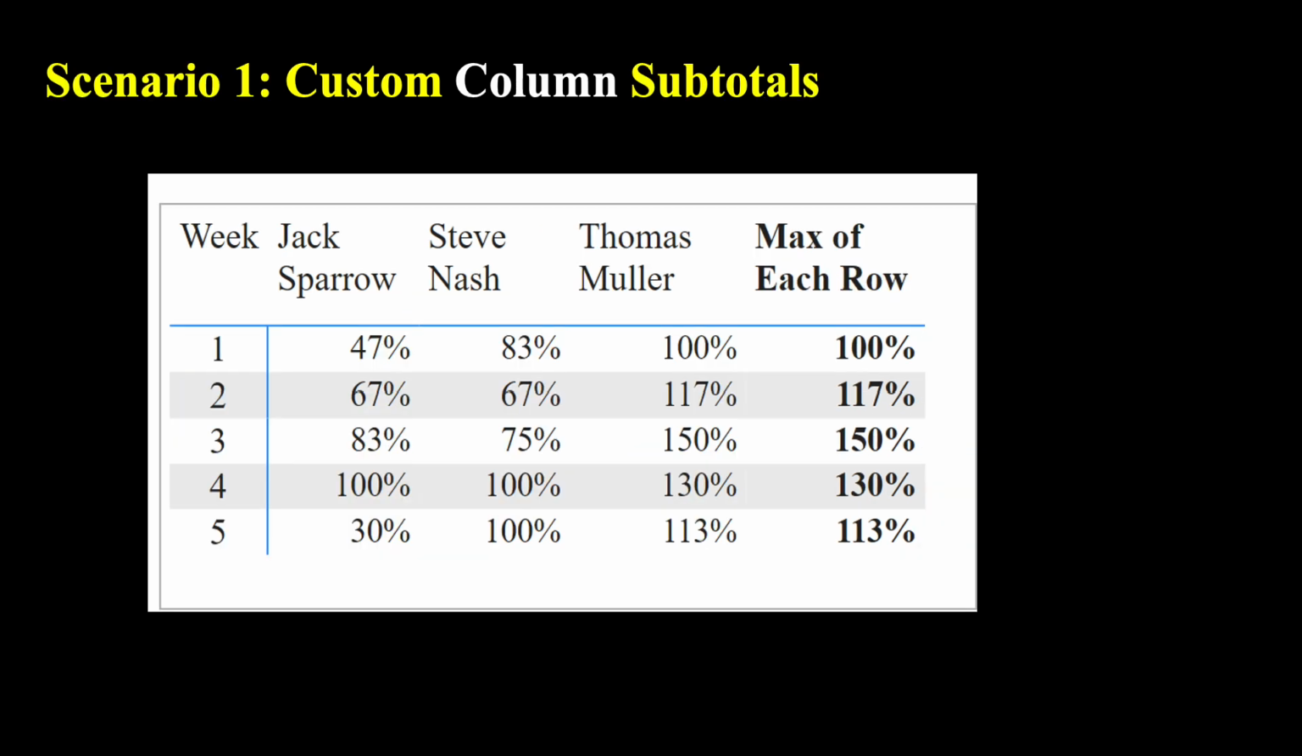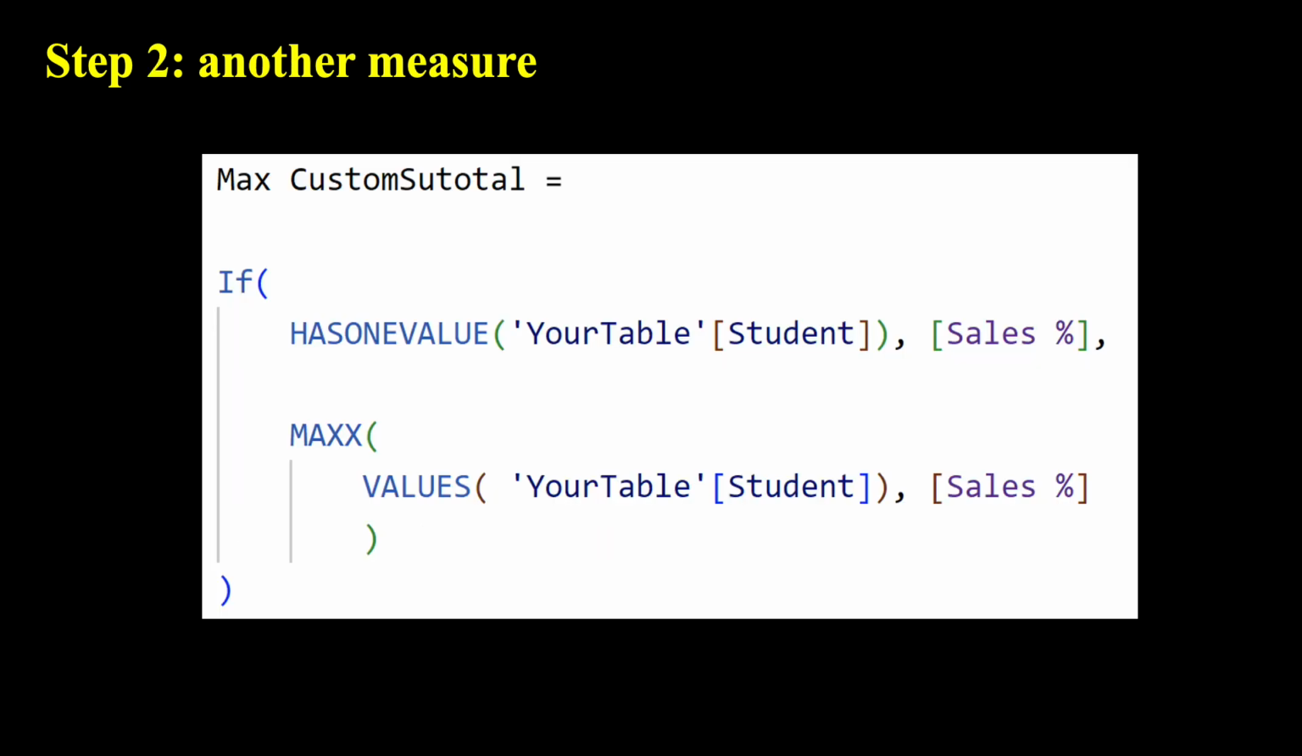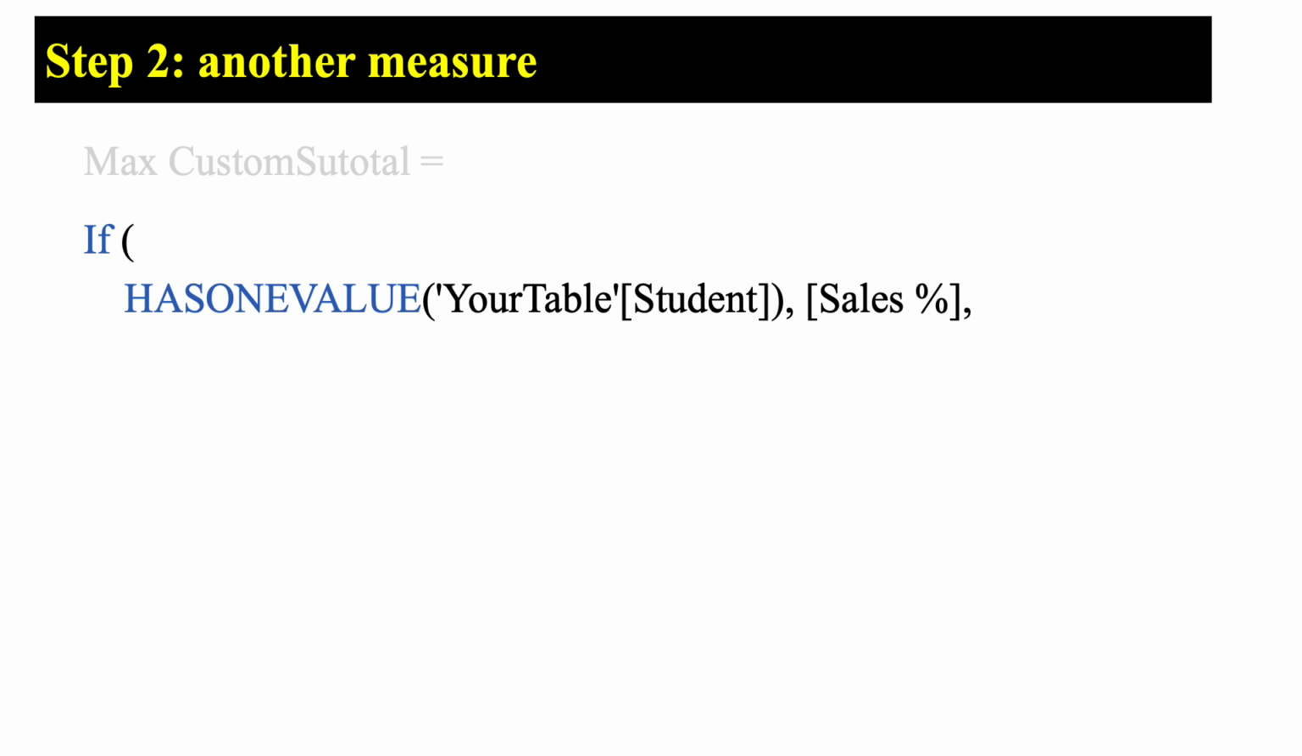Scenario 1. Let's customize the column subtotal to display the max of each row. Step 1. Let's create a measure for sales percentage as you normally would. Step 2. Another measure needs to be created to customize the subtotal calculations. And let's check out this measure one piece at a time.